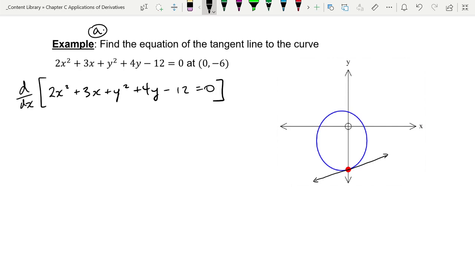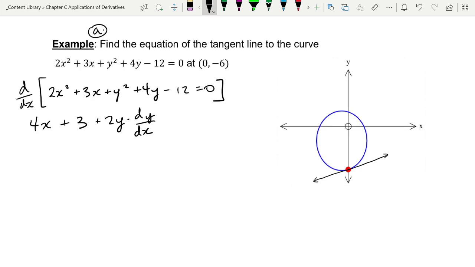The first couple terms are easy. The derivative of 2x squared is 4x. The derivative of 3x is 3. But then remember, I have to consider this as chain rule. Y is an inside function, and of course squared is the outside function. So the derivative of this thing, using chain rule, is 2 times y times the derivative of the inside function, which I actually don't know. So I'm just going to call it dy/dx.